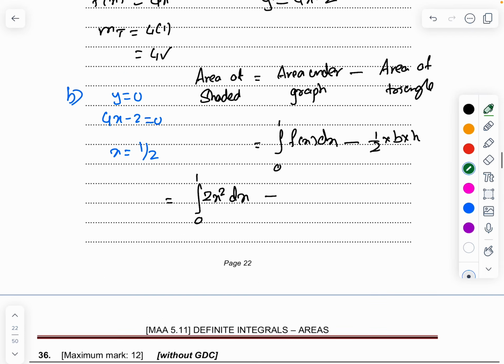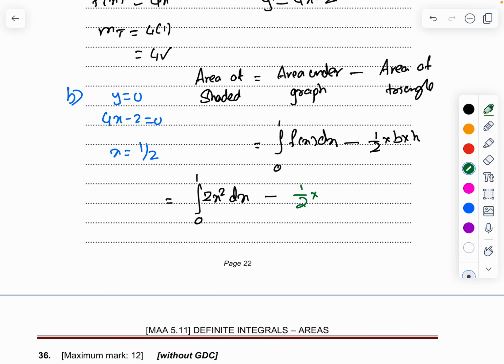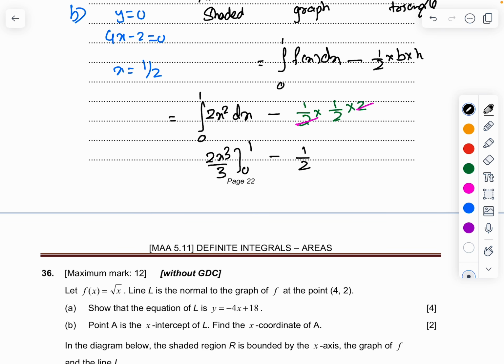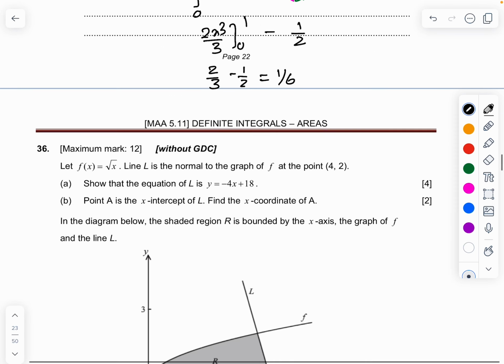So half times base is 1 upon 2 and height is 2, so the 2 cancels. Now find 2x cubed by 3 from 0 to 1, minus 1 upon 2. So it should be 2 by 3 minus 1 by 2, which is equal to 1 upon 6. That's going to be the area.